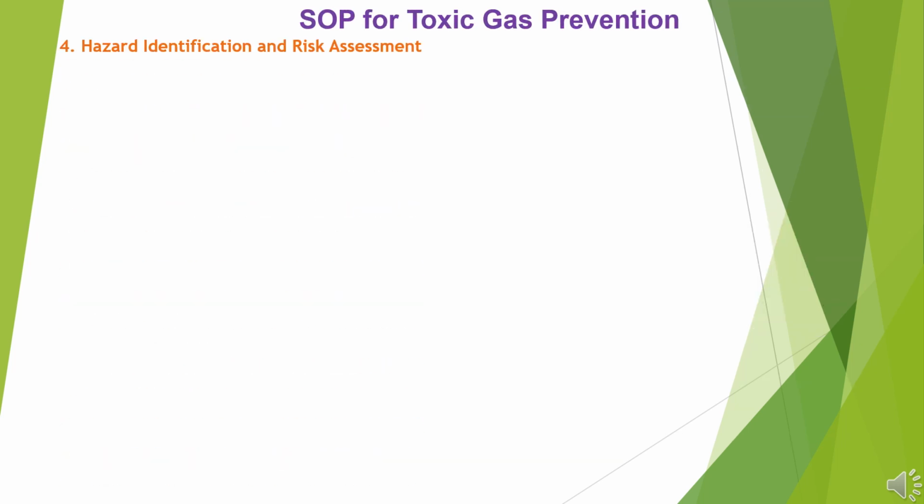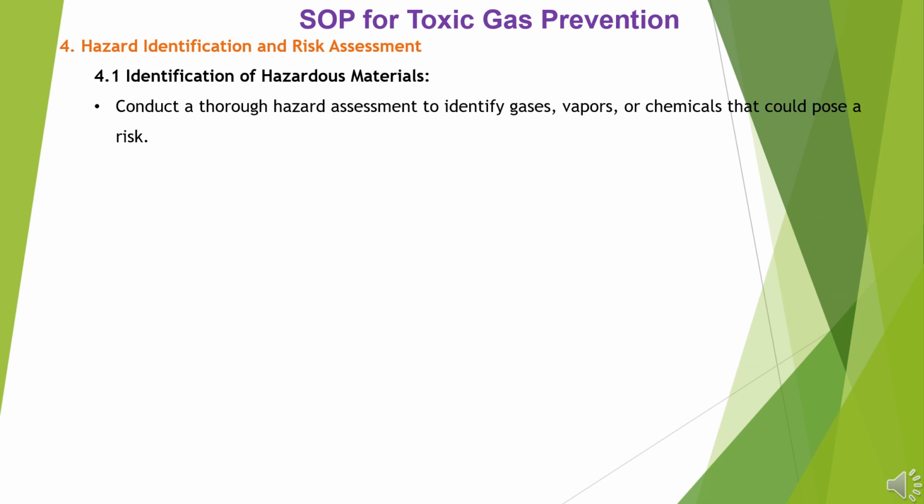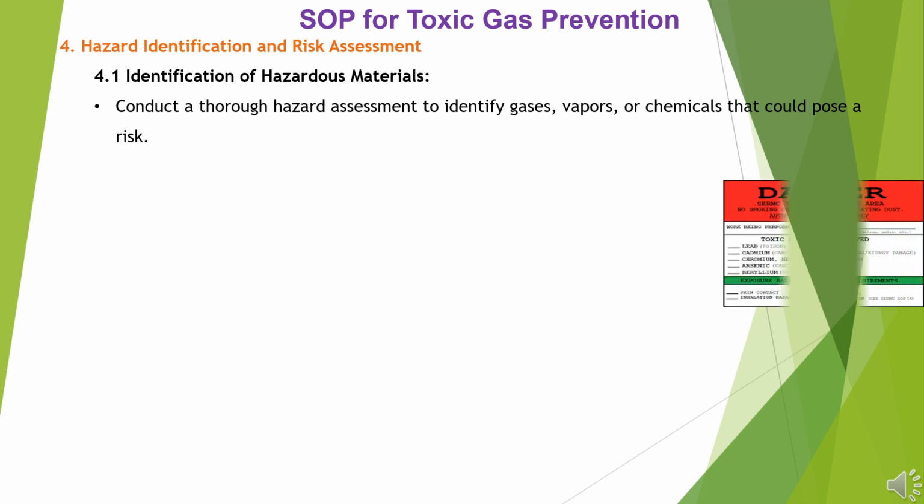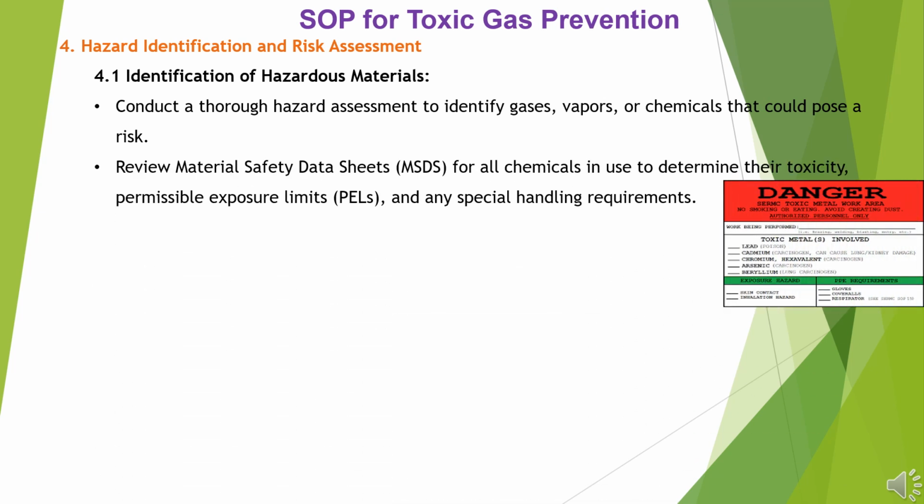4. Hazard identification and risk assessment. 4.1 Identification of hazardous materials. Conduct a thorough hazard assessment to identify gases, vapors, or chemicals that could pose a risk. Review material safety data sheets, MSDS, for all chemicals in use to determine their toxicity, permissible exposure limits, PELs, and any special handling requirements. 4.2 Risk assessment.